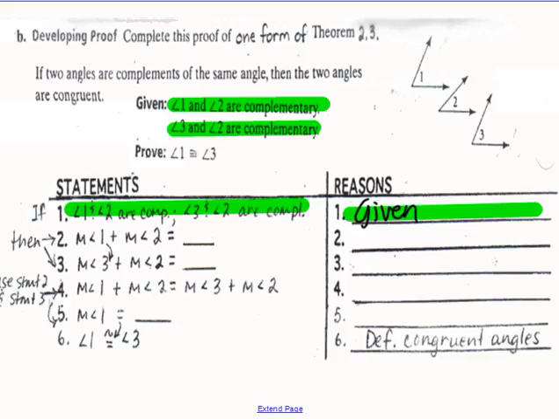So if we look at the first step, the next step, measure of angle 1 plus measure of angle 2 equals, well, they tell us that it's complementary, so we know that it's 90 degrees. And how do we know that? Because we have complementary, it's a definition. Definition of complementary angles.